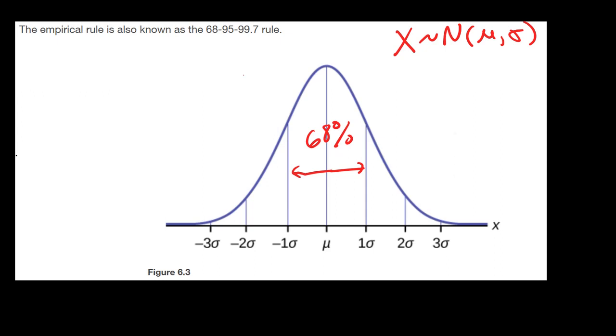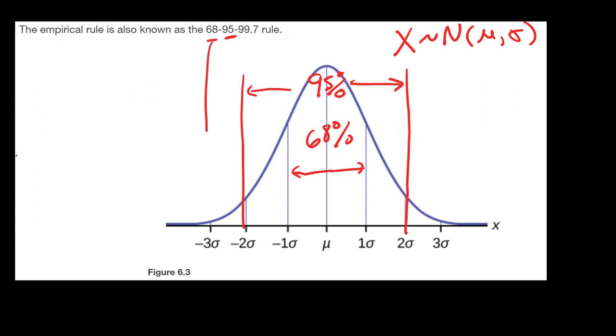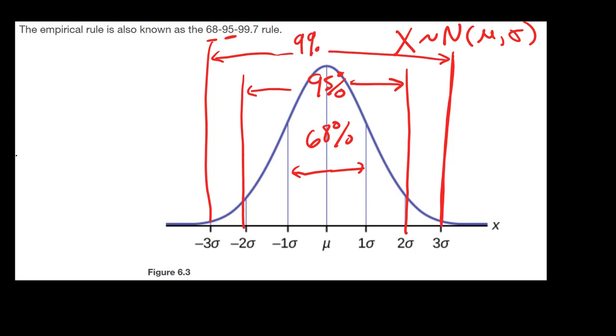Then you can start to guess what I might say within two standard deviations from the mean. The next number is 95. Yep, 95% of all possible x values will be within two standard deviations from the mean. Lastly, within three standard deviations from the mean, 99.7% of all possible x values will be within three standard deviations from the mean.